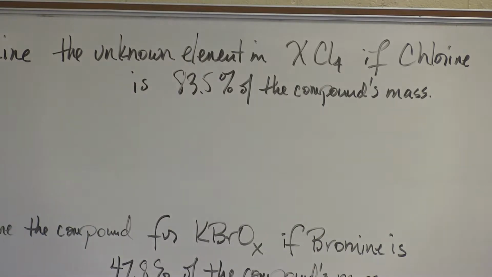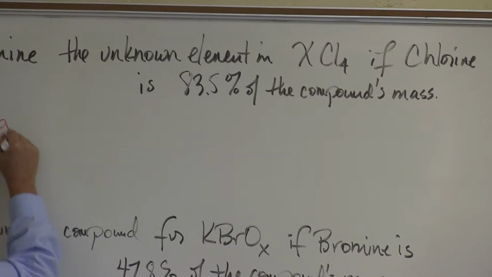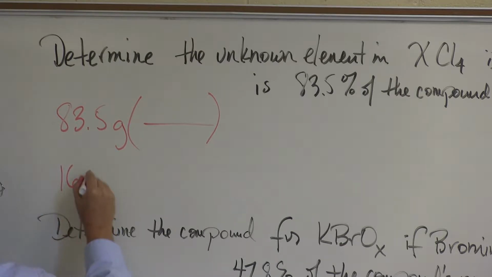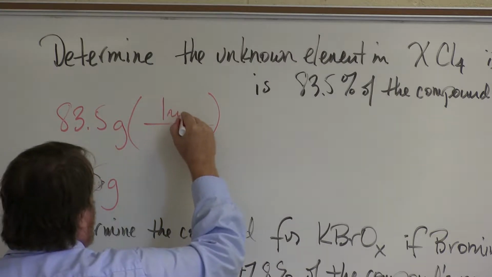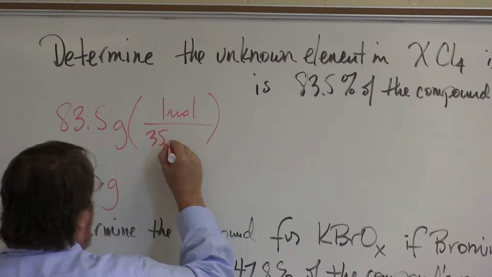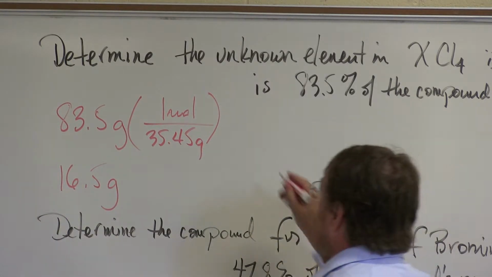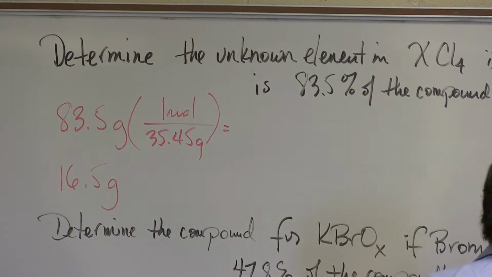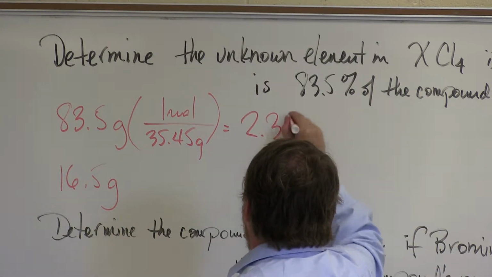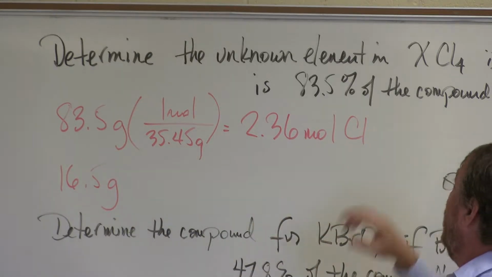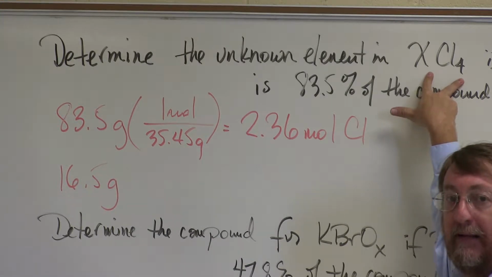So we know we can assume a 100 gram sample. If we have a 100 gram sample, then the chlorine must weigh 83.5 grams. That means the other element is 16.5 grams. This is our unknown. Well, we can convert this into moles by dividing by the molar mass of chlorine, 35.45. We do that, we will get 2.36 moles of chlorine. Now, the most important part of this entire thing is recognizing what this number means.